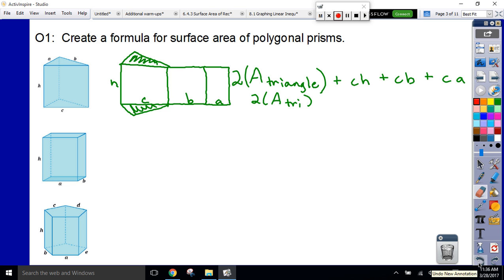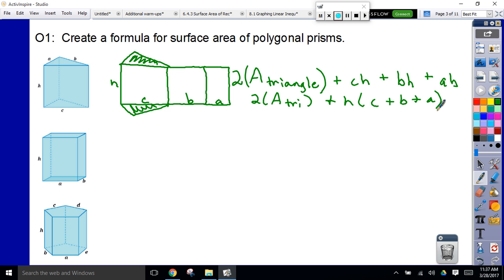Okay, I'm going to go back up to here. That should say H, not C. Sorry about that. That's C times H, length times width, B times H. I'm trying to go too fast. And then A times H. So the common thing is not C. What is the common factor that they all share? Well, they all have an H. So we need to take H times C plus B plus A. Okay, so that's our triangular one.